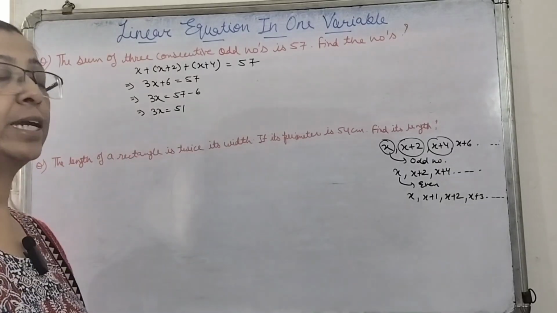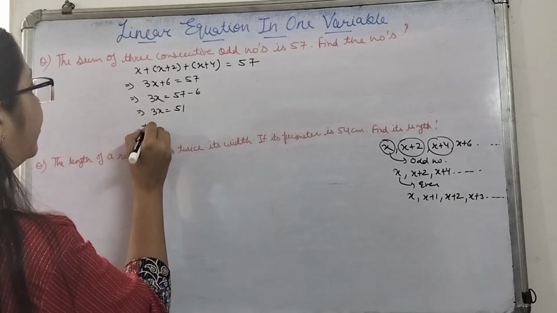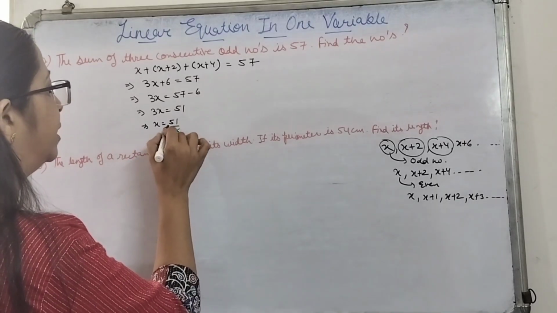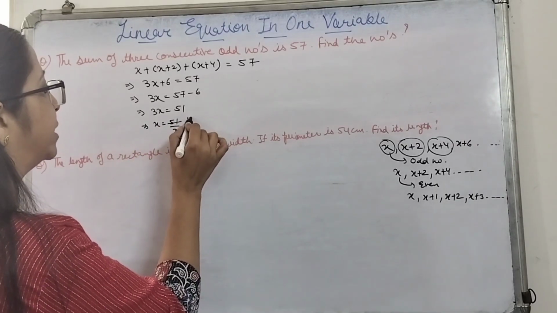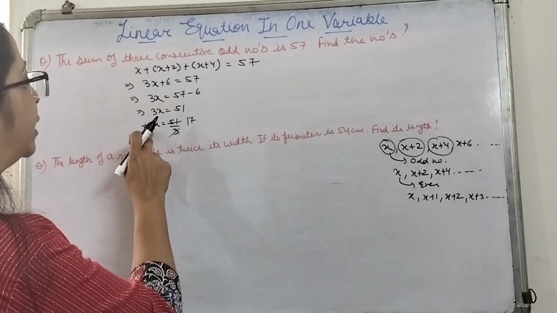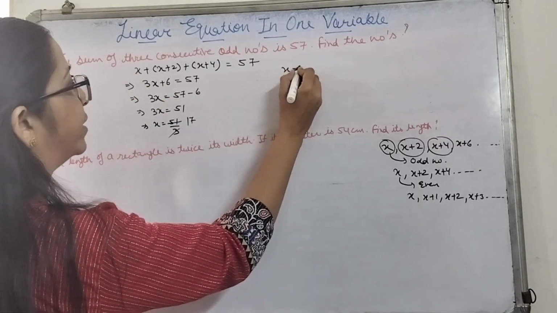Now 3 is in multiplication with x. So the value of x will be 51 divided by 3. 3 1 is 3, 3 7 is 21. So the first odd number is 17. Value of x is 17.